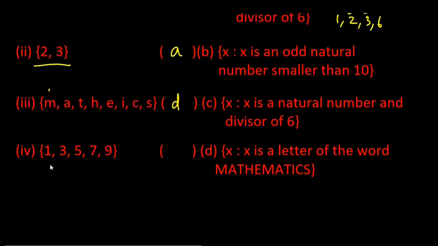Fourth, 1, 3, 5, 7, 9. These are all odd numbers. Now looking at B, x is an odd natural number smaller than 10. So the fourth one matches with B.